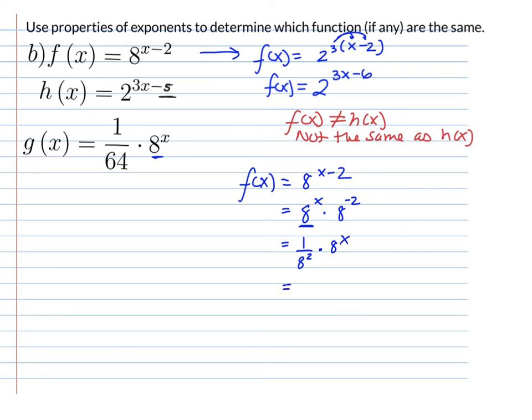We're going to simplify that, and we get f of x is equal to 1 over 64 times 8 to the x. And that tells me that f of x is equal to g of x, because they're the same function.